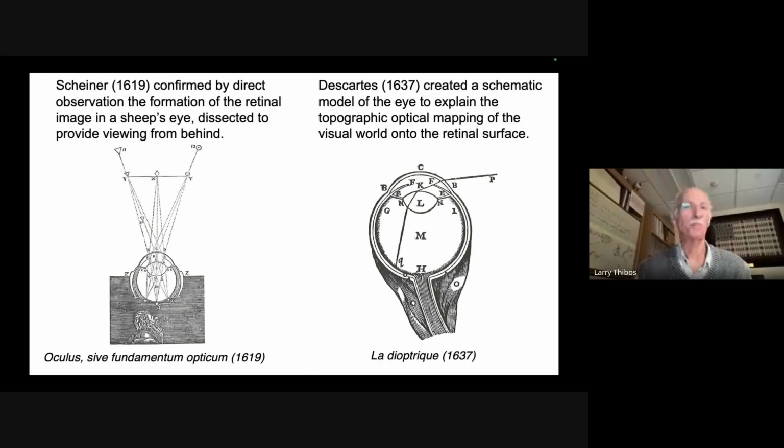Now, Descartes is responsible for this lovely little drawing over here of Scheiner looking at the back of the sheep's eye. He was a big fan of Scheiner. He used this illustration many times in his book about dioptrics. And Descartes, in fact, quantified and made a much more optical looking kind of diagram here when he created a schematic model of the eye to explain how the topographic mapping of the visual world onto the retinal surface occurs by simple ray tracing.